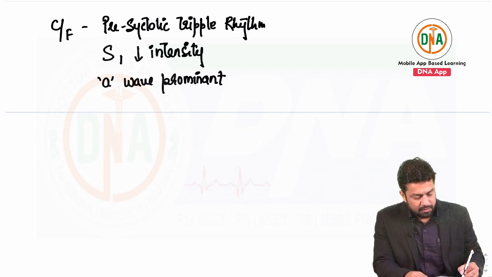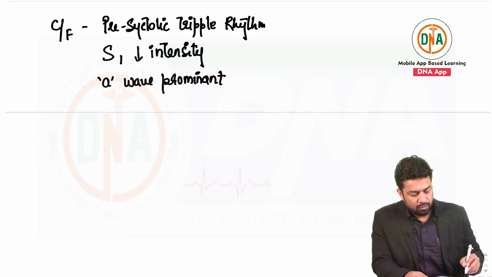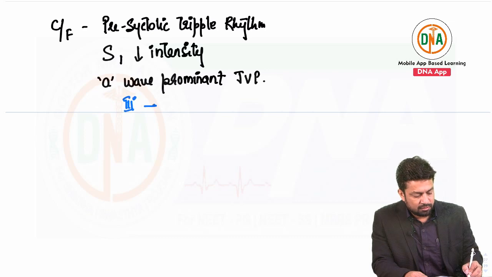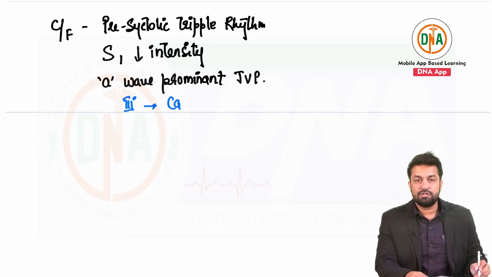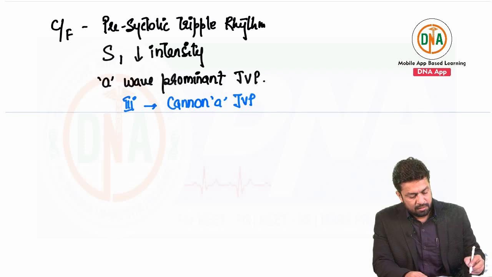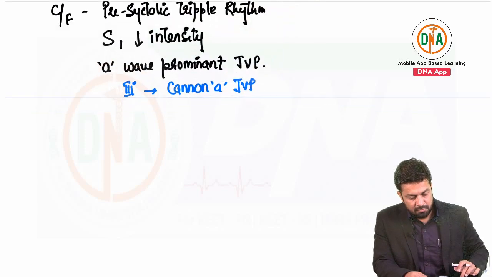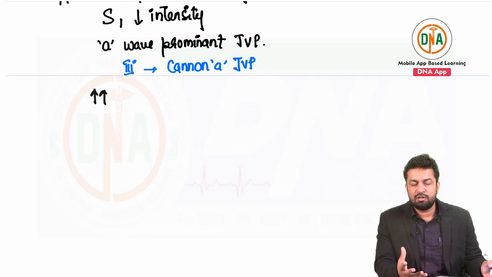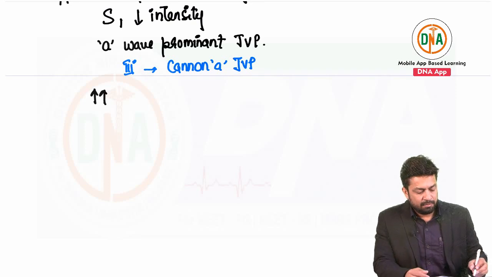If there is a third degree heart block, a complete heart block, then this can give rise to AV dissociation, giving rise to Canon A waves on the JVP. Plus the patient will have increased stroke volume, because there is more time in diastole because the ventricular rate becomes low.